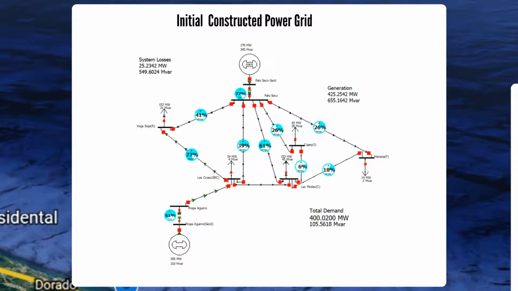So this will now be an illustration of the initial construction of the power grid. From here, you will see the generation, the system demand, and the system losses. The total system demand right here is 400.02 megawatt and 105.5618 megavar. As you can see, the generators were able to meet these demands.